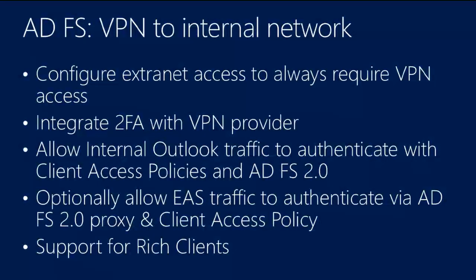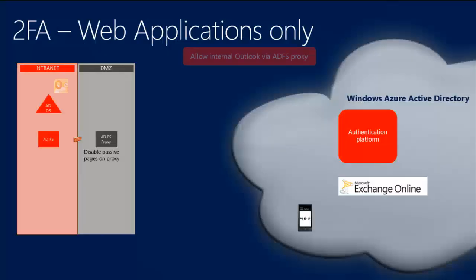In this case, what they're actually doing is they're authenticating directly against the back end. And because they're directly authenticating against the back end, if you like, the VPN tunnel is at the network layer, we can support those rich clients because now they're just effectively using an integrated auth scenario to get there. So what does that look like? So we set up the ADFS proxy so it only allows Outlook. We disable the passive pages and those sorts of things so that you can't use those.